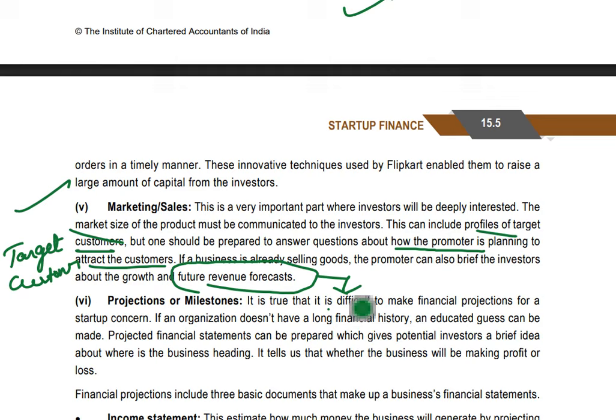Next, marketing. Who is your target customer? How are you going to satisfy those customers? Okay, how the promoter is planning to attract the customer. So here you can also do the revenue forecast.